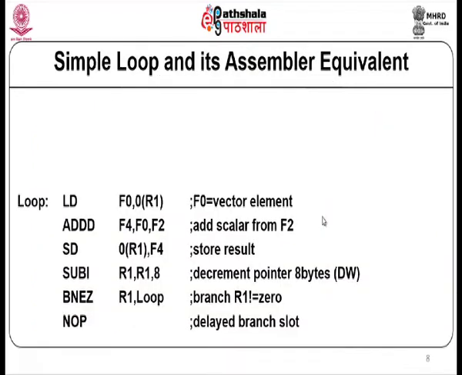So just look at an example here. We look at a simple loop and its assembler equivalent. Say for example, you have a load instruction. You add some constant value to the data that is loaded from memory and you put it back into memory using a store instruction. This is executed a number of times, using the loop maintenance code, which is your subtract instruction and a branch if not equal to. Till the condition is satisfied, the loop keeps getting executed.